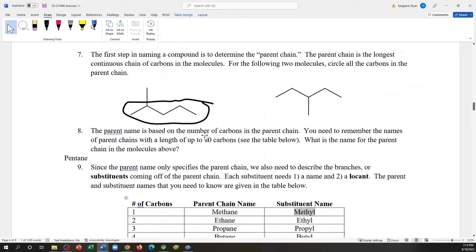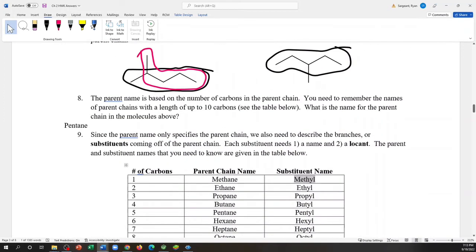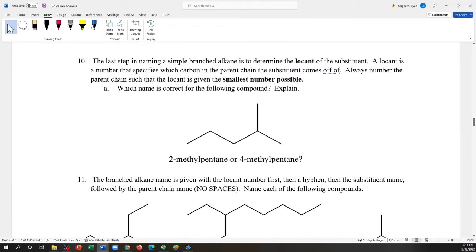All right, so we've got the parent chain name, that's pentane. We know that the substituent is a methyl group. The last thing we have to come up with is a locant. The locant is the number of the parent chain where the substituent comes off. So for this compound right here, the parent chain is a pentane, the substituent is a methyl group, and I'm asking if this methyl group is coming off of the second position or the fourth position. At first glance, the correct answer seems like it would be either, but it's not. Always number the parent chain such that the locant is given the smallest number possible. You can always number a parent chain from either end.